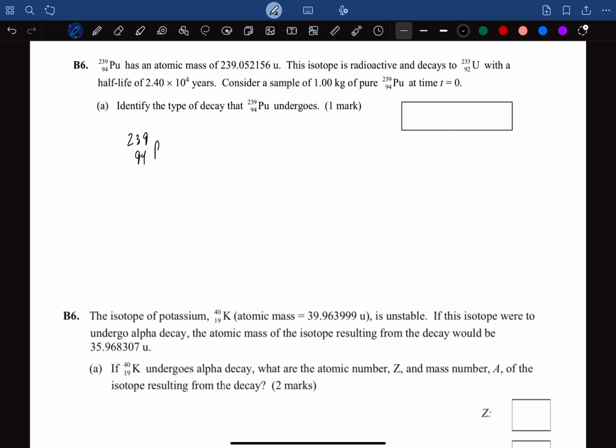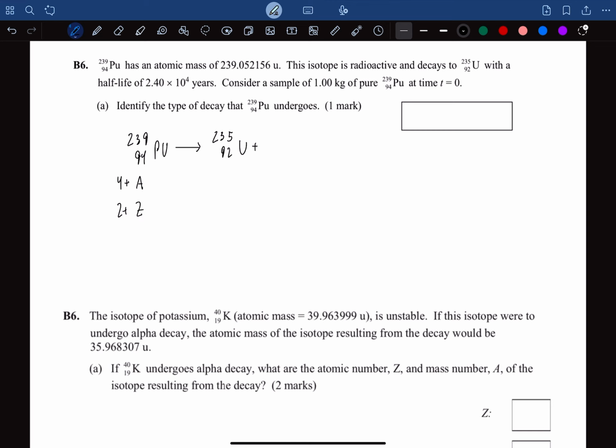Plutonium-239.94 turned into uranium-235.92. Of course, like I said multiple times before, it's really important to remember the conservation of charge and conservation of nucleon numbers. So to make this conserved, we need four more A values, or four more nucleons, and we need two more protons.